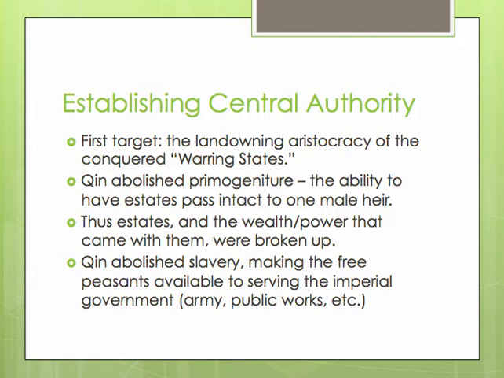Qin abolishes slavery, making free peasants now available to imperial service and the imperial government, as well as public works and so on. Thus, the building of the Great Wall of China, or pieces of the Great Wall of China, will begin under Qin, will be continued under the Han, and so forth. This issue also takes that free peasantry, which is indebted to the central government for freeing them from slavery from the local aristocracy. Now the local peasants are a way around the local aristocratic power bases. The peasantry now is really very much allied to that central government.